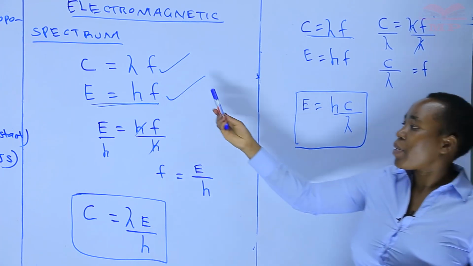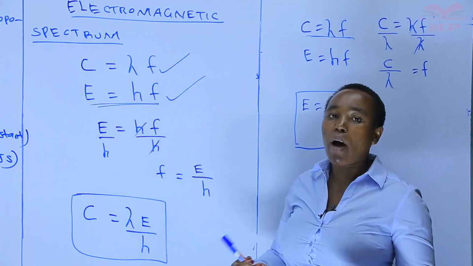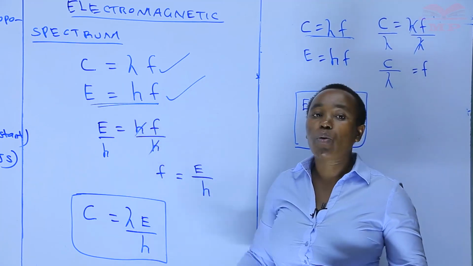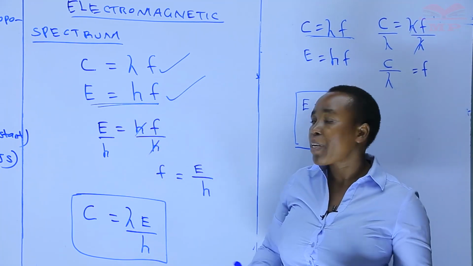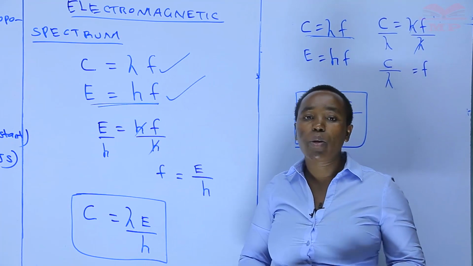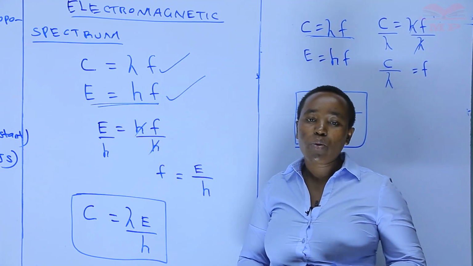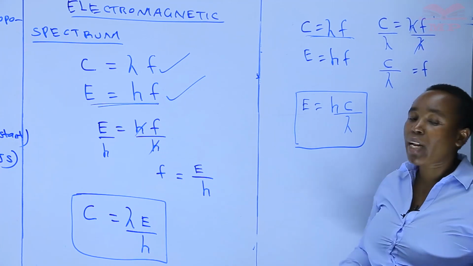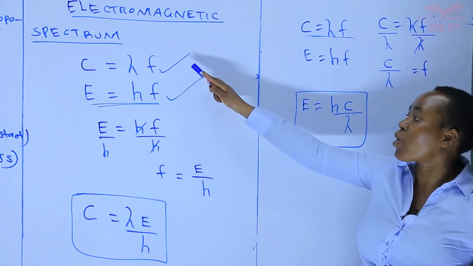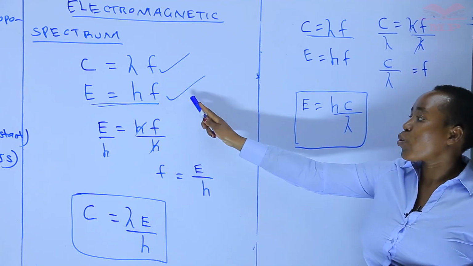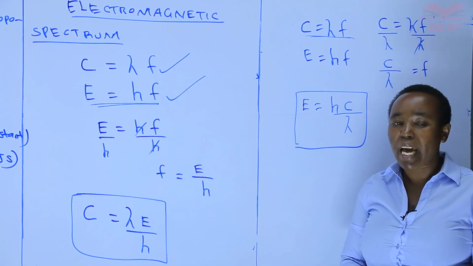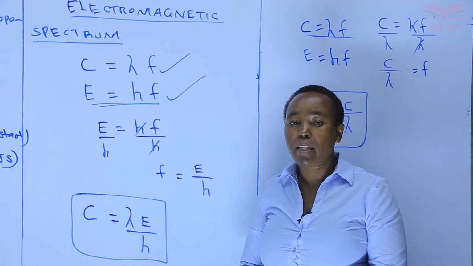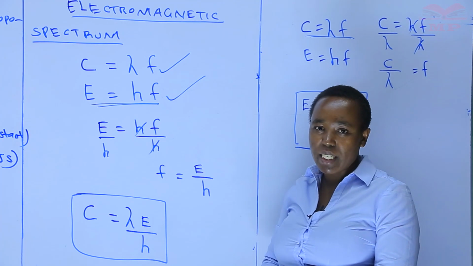From this, we can get the wavelength of an electromagnetic wave, and the frequency. We can also calculate the energy, and we can be given all the others and be told to calculate Planck's constant. So I want us to get into questions. Those are the formulas that we are going to use: the wave formula, and also the formula relating energy and frequency, which is E equal to Planck's constant multiplied by the frequency.